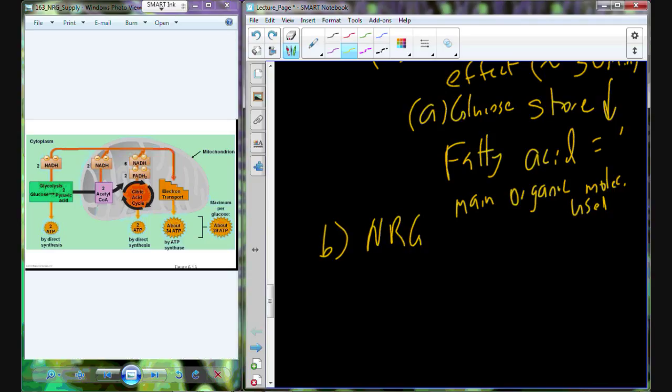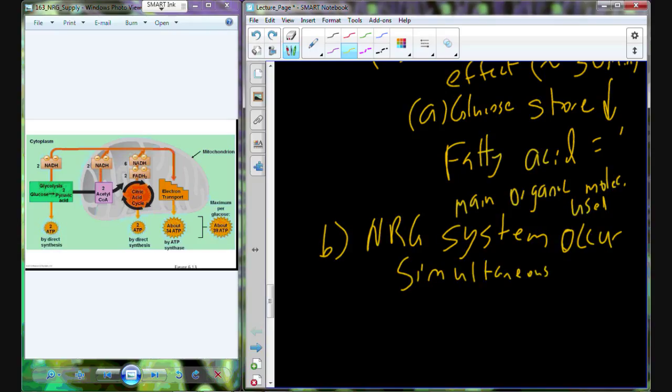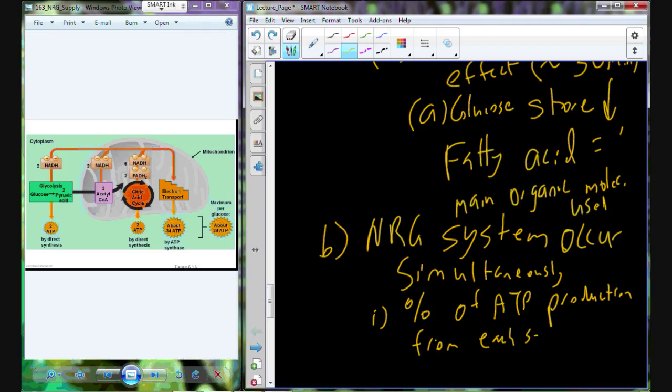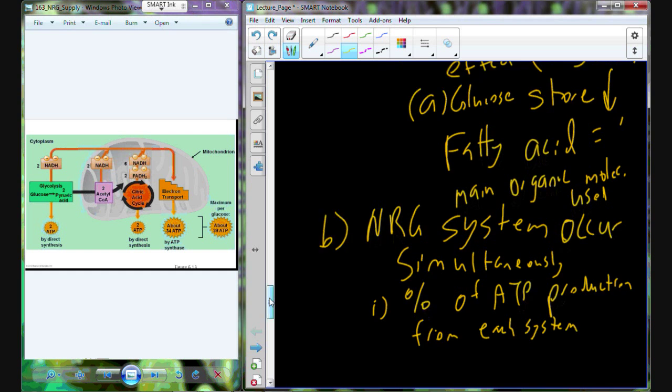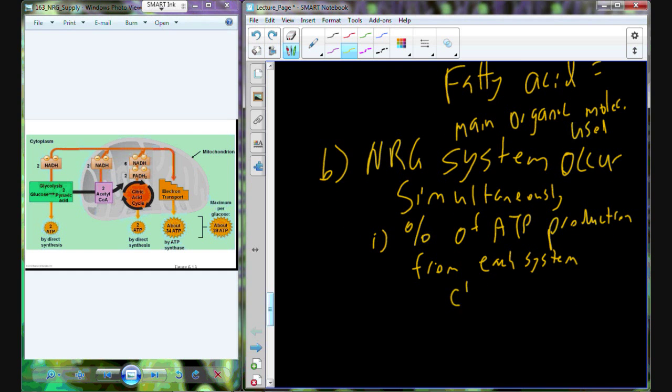So I've already sort of mentioned this, but just want you to have record of this in your notes. These three energy systems occur simultaneously. And as they occur simultaneously, we'll have a percentage of our ATP production from each system. It changes during prolonged work.